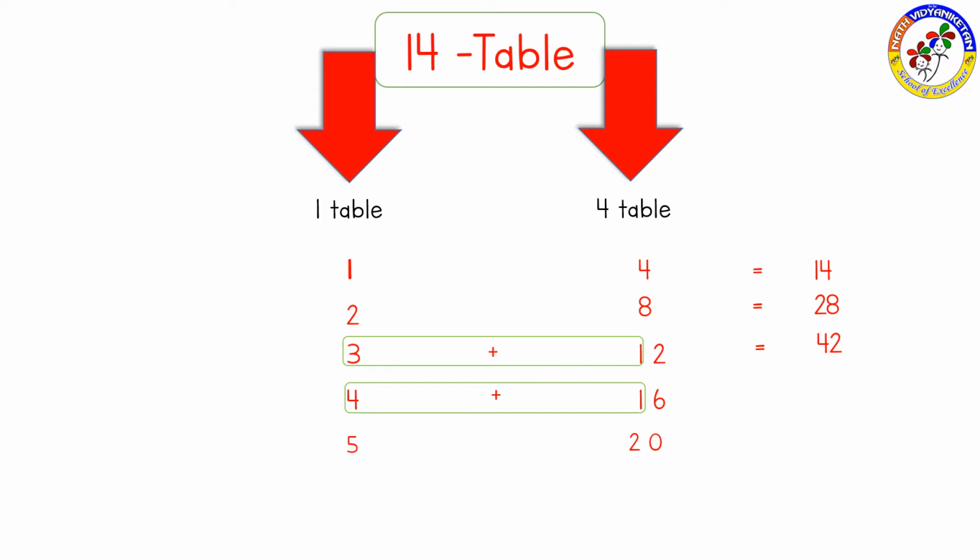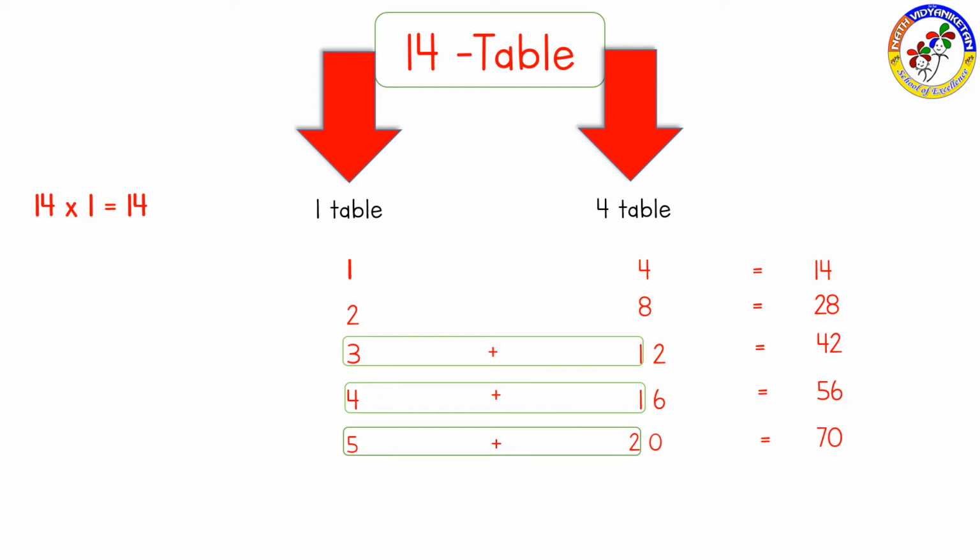Now here 4 plus 1. Now add just 4 plus 1. 4 plus 1 is 5. And write 6 as it is. That is 56. Now 5 plus 2. Here in box 5 plus 2. 5 plus 2 is 7. And then write 0. That is 70.